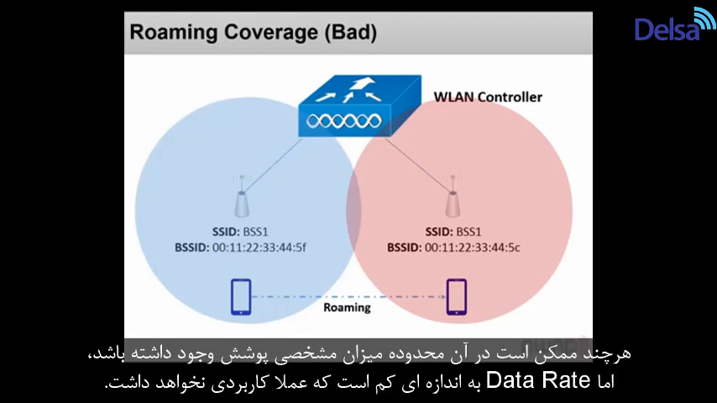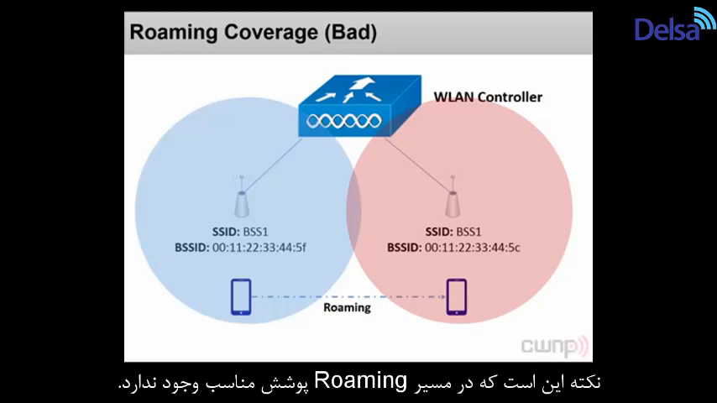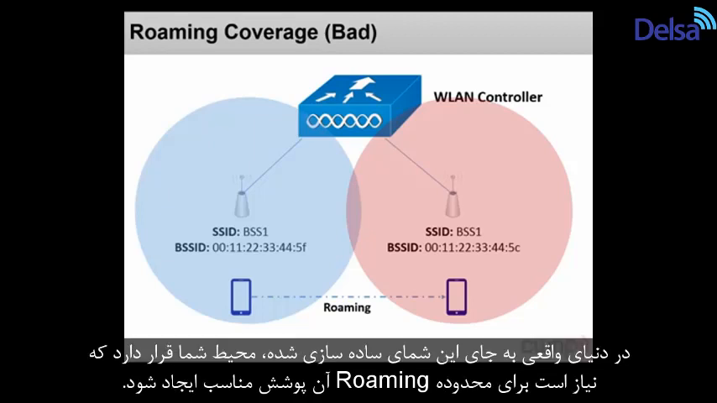Now maybe that space still has coverage by the AP, but it's at a data rate that is too low for the applications we're going to be using. The point is that I don't have the coverage that I need in the path of roaming. So this is a simplified example. In the real world, this is your facility, this is a floor plan, and you're making sure that in the path of roaming, the proper signal coverage is there.